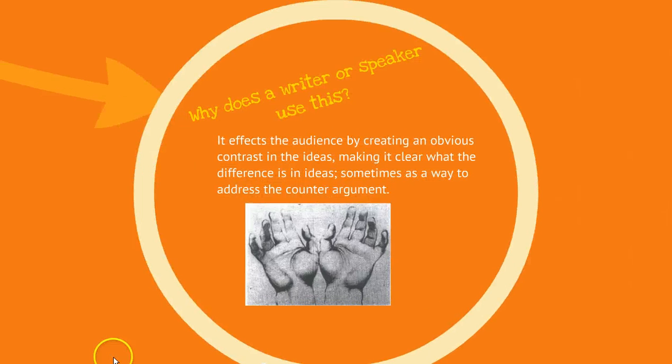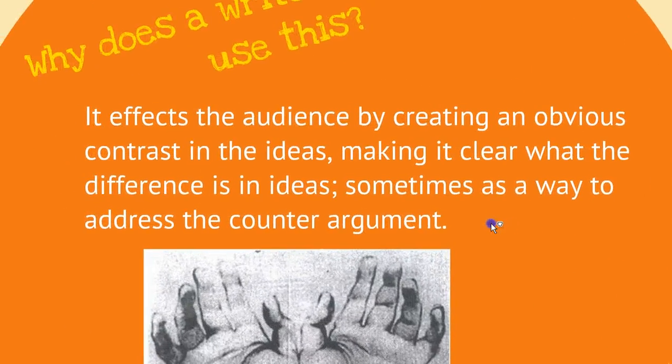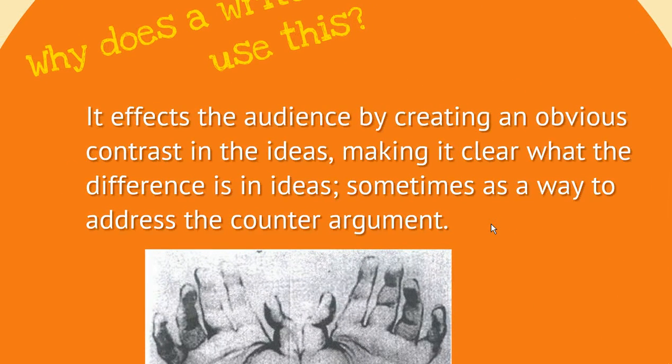So when you're asked to do a rhetorical analysis, you have to be able to explain why a writer or speaker would use this strategy antithesis. And a good way to think about that is to say it affects the audience. The use of antithesis affects the audience by creating an obvious contrast in the ideas, making it clear what the difference is in ideas, sometimes as a way to actually address the counter argument, which addressing the counter argument is actually a different rhetorical strategy. So a lot of times you see these strategies coming together, and one thing might have a couple of strategies within it. But antithesis is a great way of showing the difference in a really obvious way.